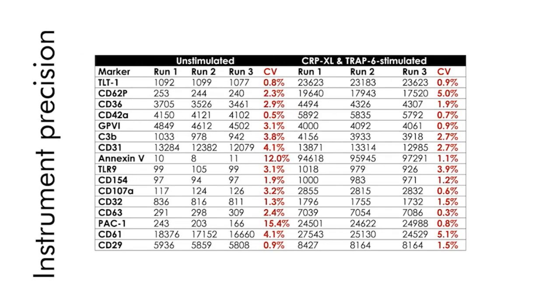We then tested instrument precision by acquiring the same basal and stimulated samples 3 times, one after another. And the CVs were also very good at 3.9% for basal and a mean of 1.9% for stimulated samples.